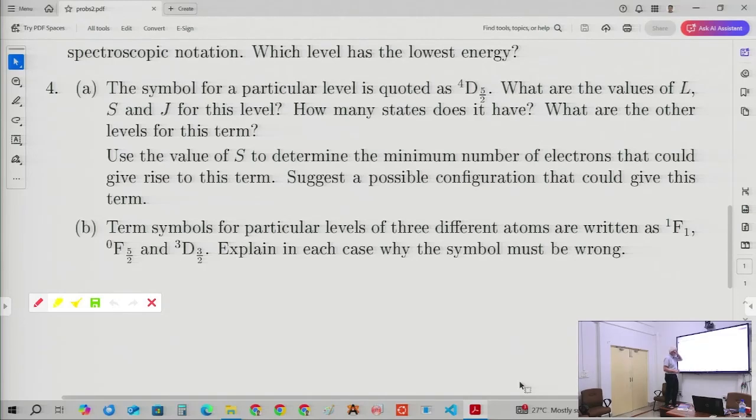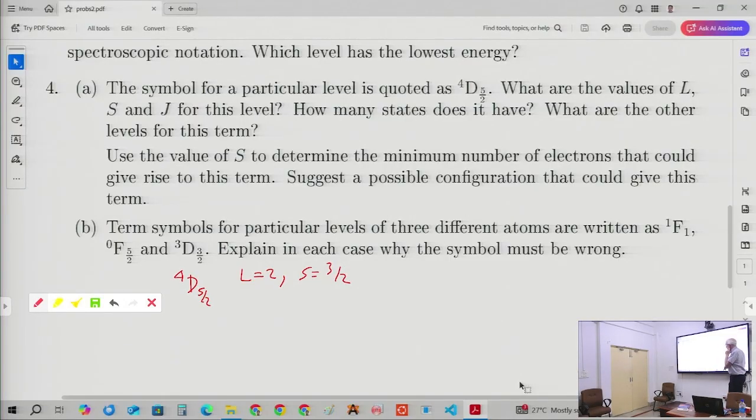Let's do the first bit. So we've got a term, quartet D 5 halves. This is an allowed term. That gives you L equals 2, S equals 3 halves. So let's read what the question says. What are the values of L, S and J for this level? How many states does it have? Let's forget about that because we haven't done states. So if you want to know, the answer is 2J plus 1 of those. So 6.